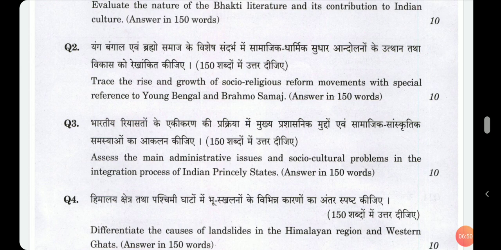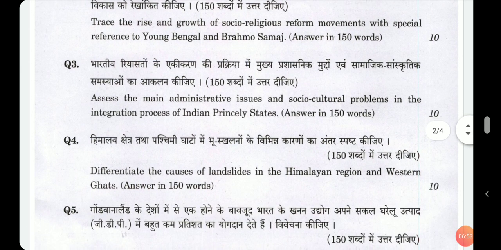Third question: assess the main administrative issues and socio-cultural problems in the integration process of Indian princely states. Answer. Integration of princely states into India on the eve of independence was the crucial last step towards realizing the dream of an independent Republic of India. But the difference in conditions, issues and aspirations provided difficulties that required stoic attention. The following administrative issues hindered the integration of princely states.